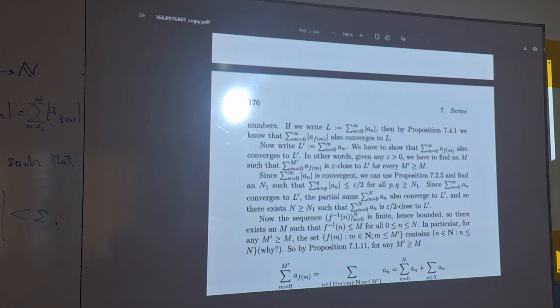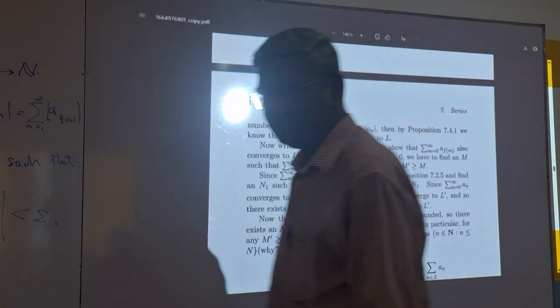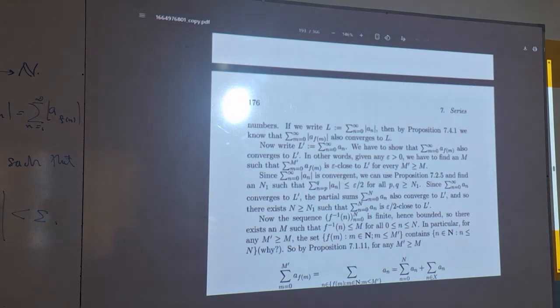Now can I say f inverse n less than or equal to capital M dash? But I am not getting what he is saying. Can you see what I am saying? Maybe this is why he said this is optional.